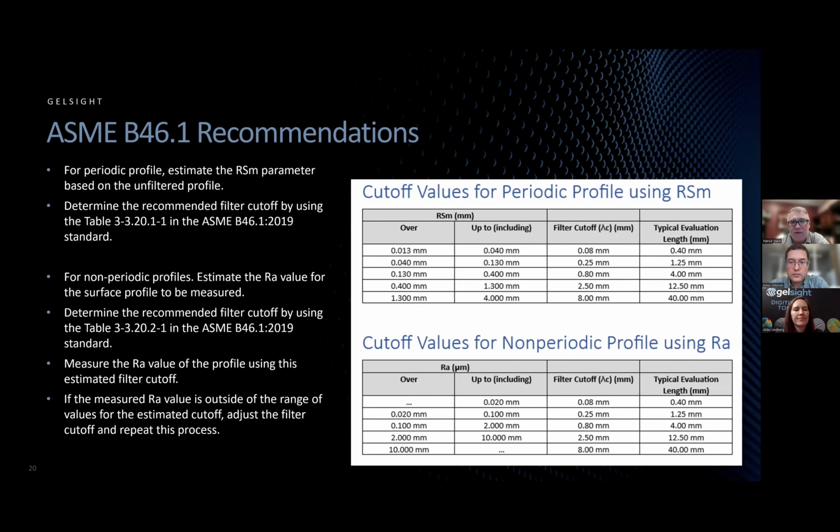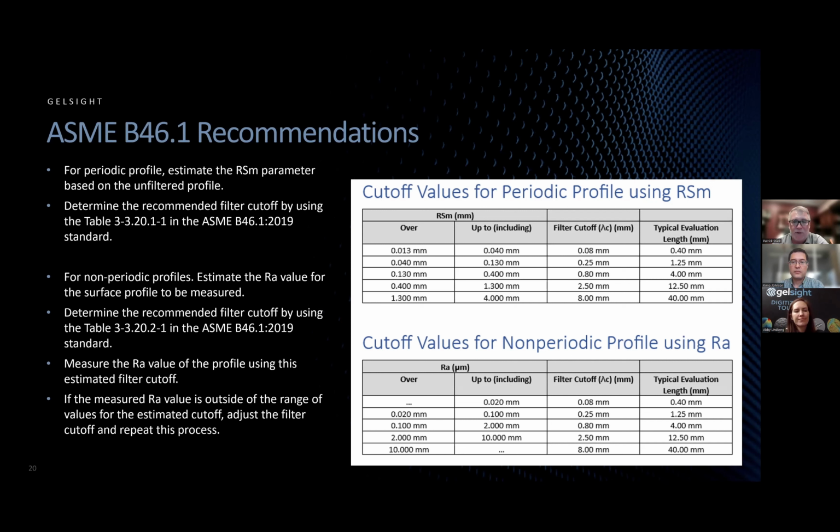And as Kimo said, that filter cutoff has to be larger than that period, or you're going to filter it out. And so if you look, the filter cutoff that's recommended is typically about 2 times the size of the high end of the range. Now that's what you would do for a periodic profile.